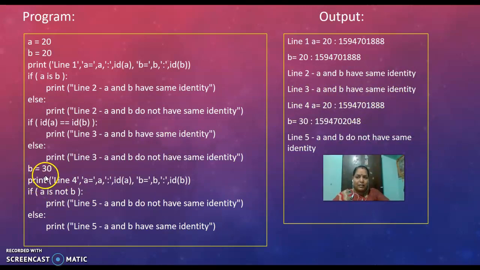Now b equal to 30. Then print line 4, the value of a, identity of a, and identity of b are printed. In the same way, a equal to 20, the identity of a, b equal to 30, the identity of b is printed. If a is not b: the value of a is 20 and b is 30 now, so they do not have the same identity. So this statement is ignored and it will come here, print line 5. If a is not b, this is true. So the statement print line 5, a and b do not have the same identity.